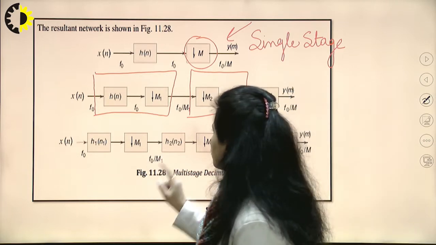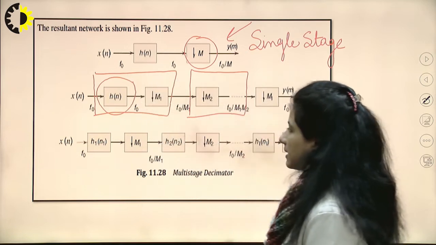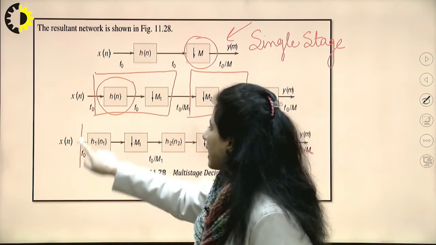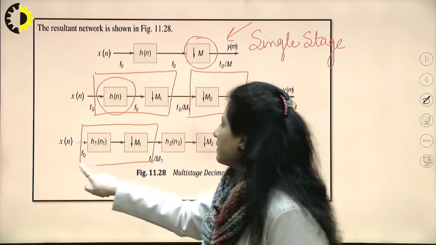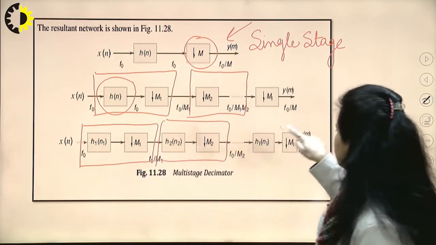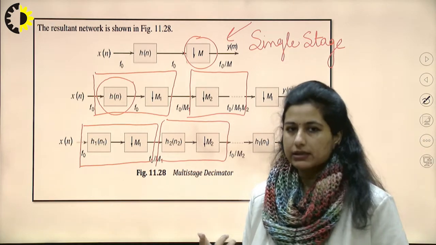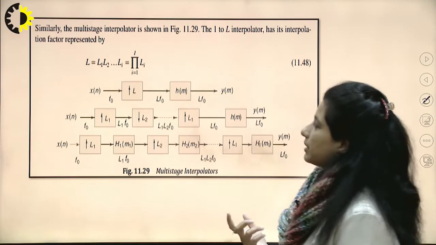And what I can do here is have one anti-aliasing filter and the M stages cascaded together, or I can have individual filters for every stage of M1, M2, M3 till Mi, as many M as I am able to create. The same scenario goes for the interpolator also.